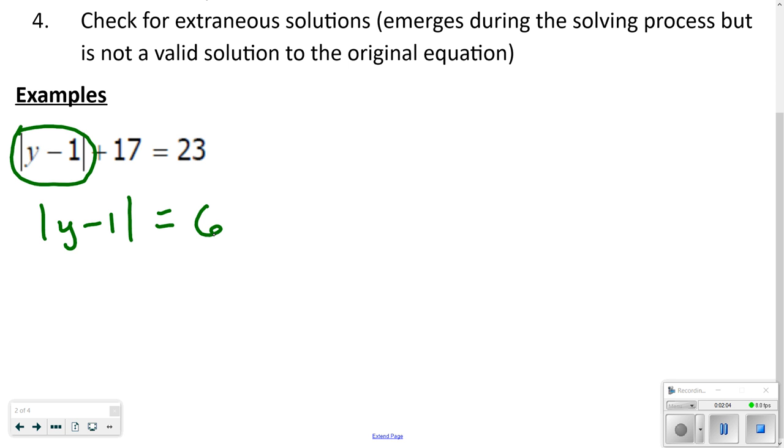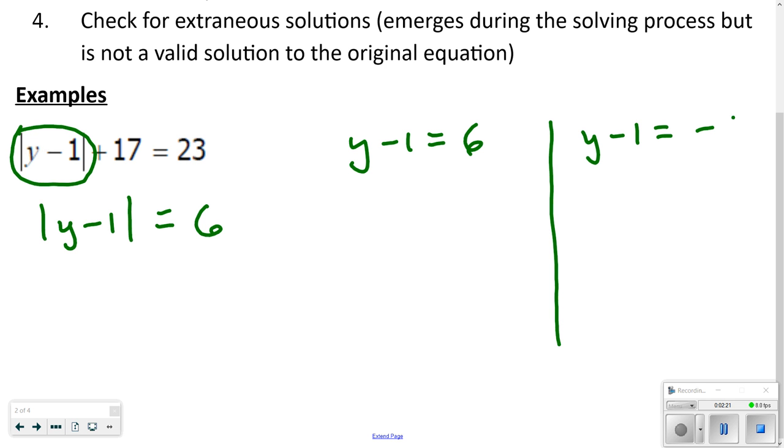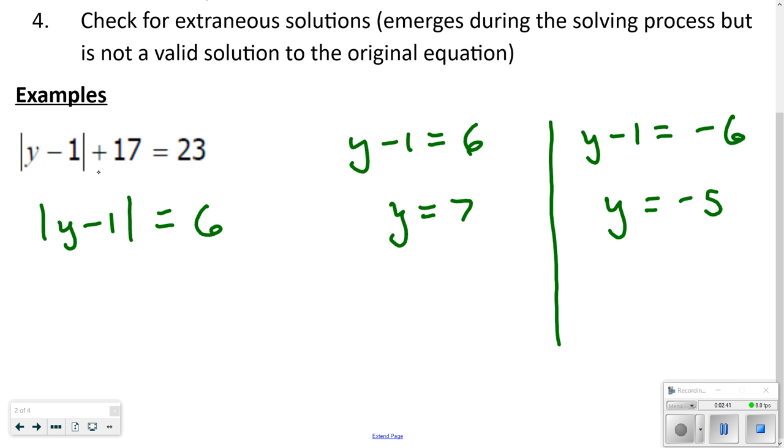So now we need to set up two cases. The first case is that what's inside of our absolute value bars could be equal to positive 6. But we also know that it could be equal to a negative 6 as well. So we need to check both of these cases. So we have two simple equations to solve. Our first one gives us y equals 7, and our second one gives us y equals negative 5. Now, what we need to do is plug those back into our original equation and make sure that they actually work. Our original equation is the one that we started with at the very beginning.